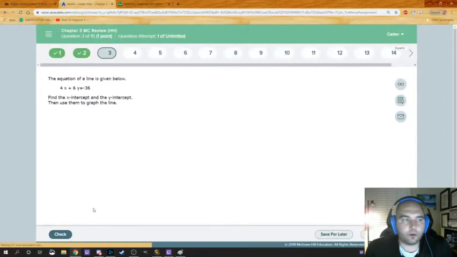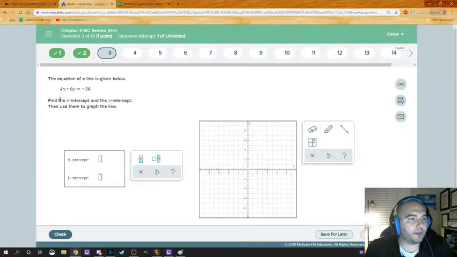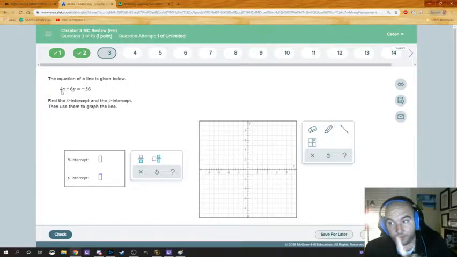Ta-da. Okay, number 3. Find the x and y intercept. The way you're supposed to do this by hand is... first of all, the x and y intercepts are absolutely not 4 and 6, just so you know. They are what you would get if you took negative 36 and divided it by each.